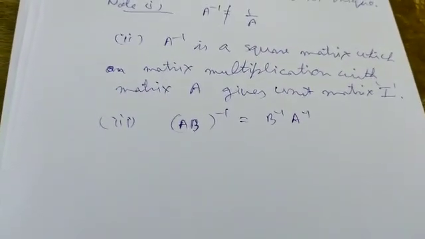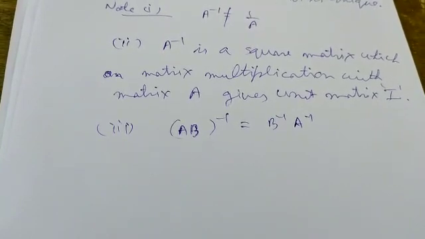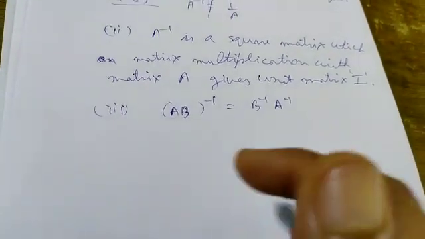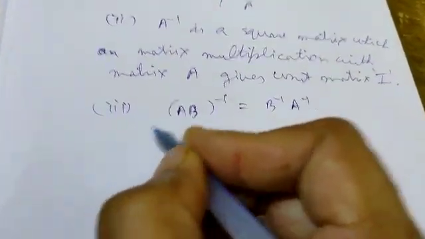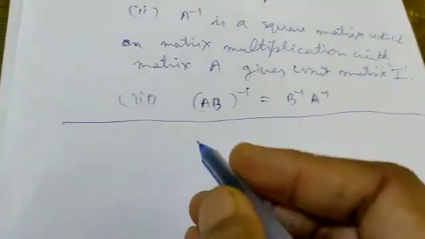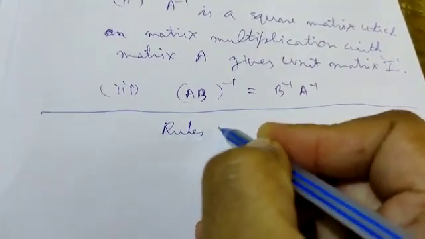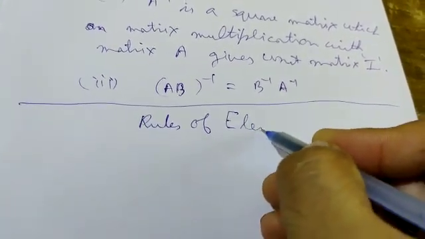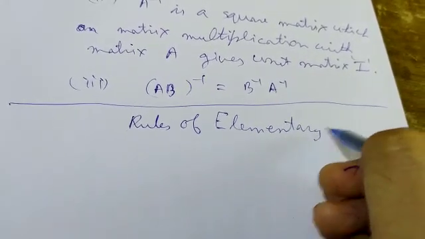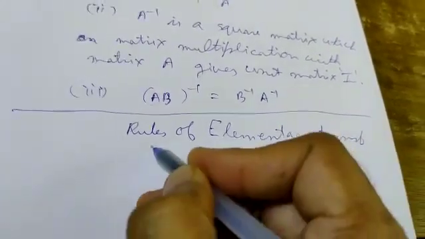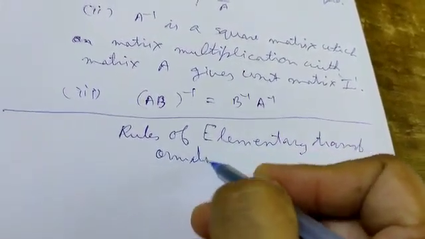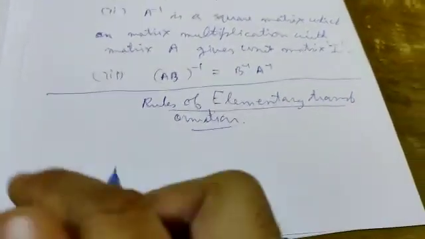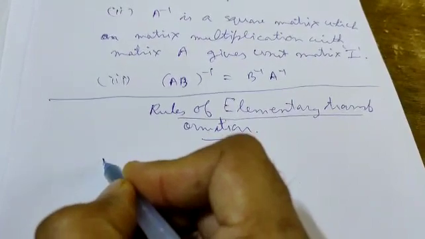Now there are different ways of finding the inverse of a square matrix. One is by row transformation. In this chapter we'll learn row transformation. Before that we'll learn some rules of row transformation. They are very important ones which you have to learn. Remember them. Rules of elementary transformations.